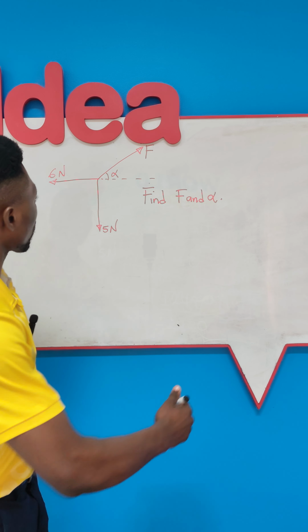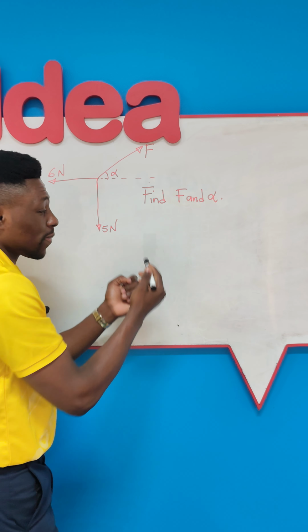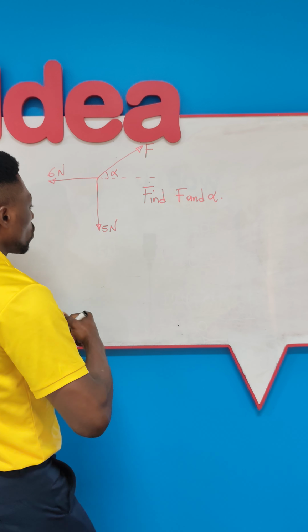Tomorrow will be better. Given this diagram here, find F and alpha. Follow me, dear friends. Solution.